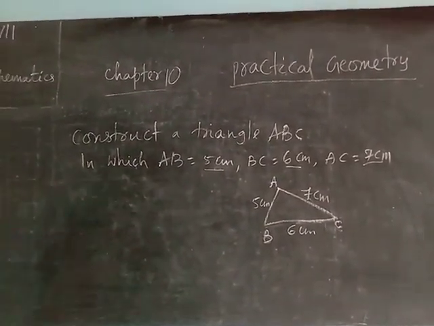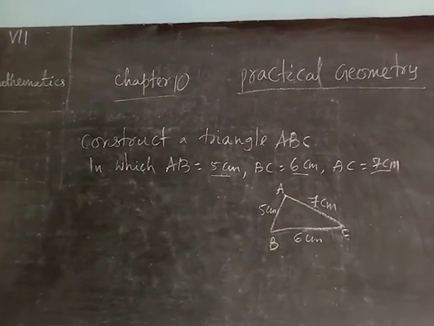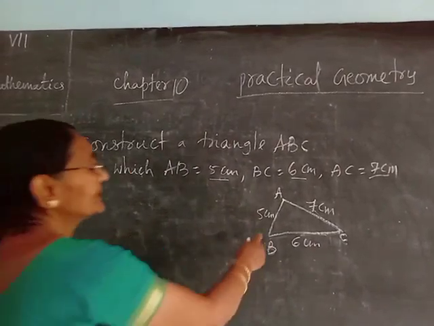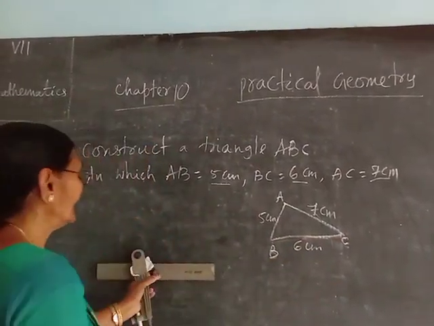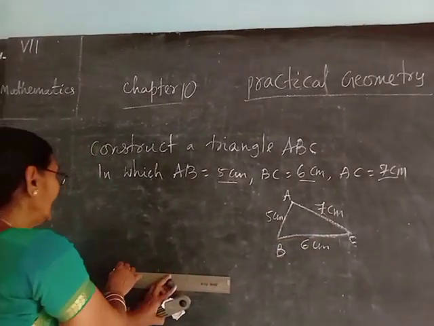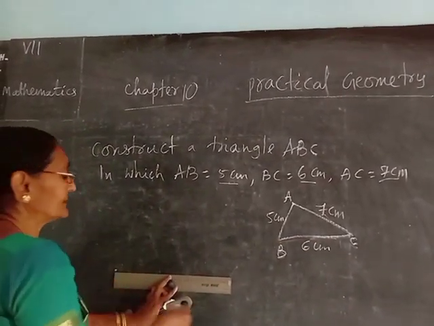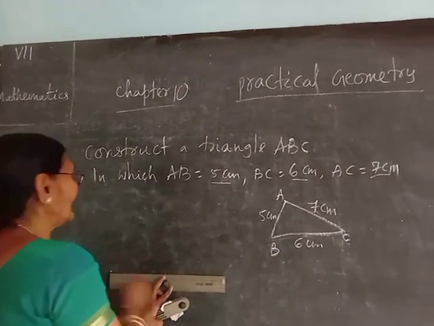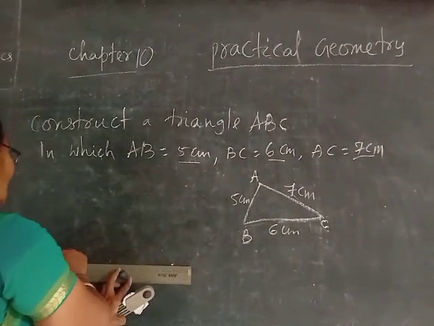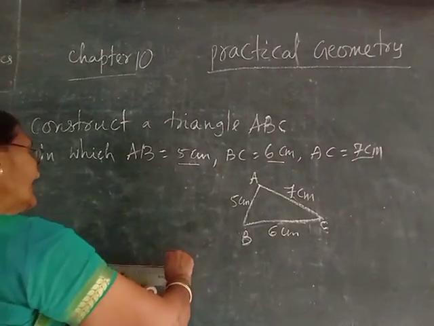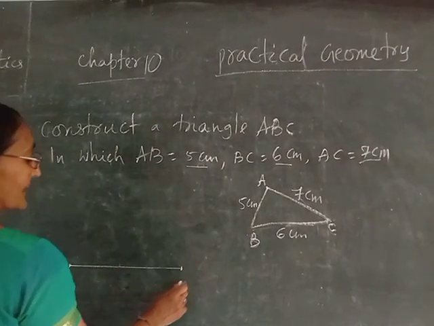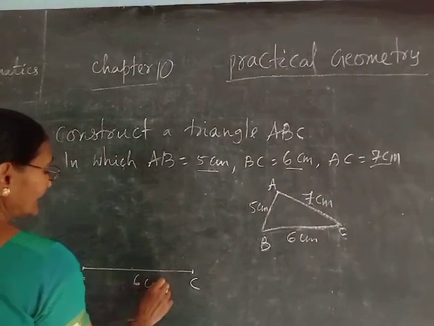Then you take your ruler and compass. Take the ruler, then measure 6 cm for BC. First you take BC. How much is it? It is 6 cm. You have to measure from the starting point. You put one point, then measure 6 cm again. You have to measure exactly 6 cm on your scale. Then this is the line segment BC, and you write 6 cm here.